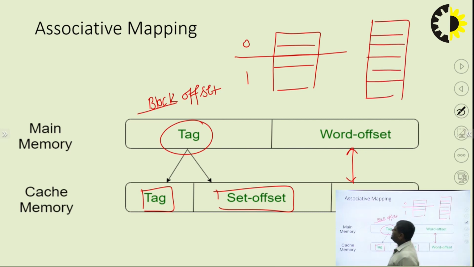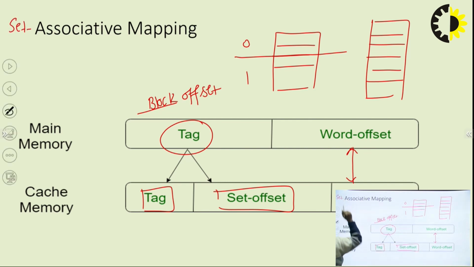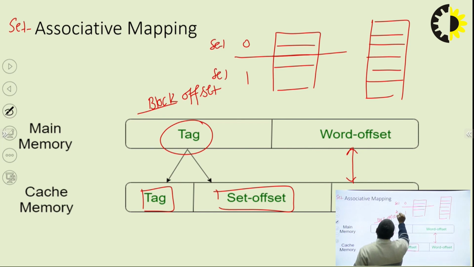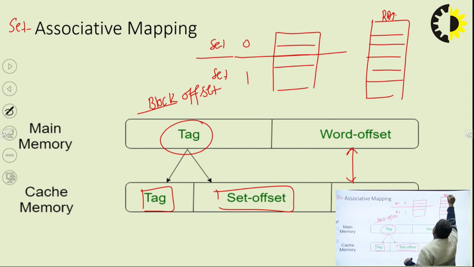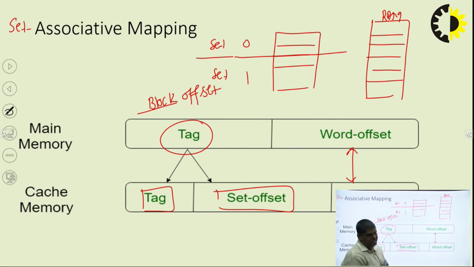In set associative mapping, we can say it is the combination of direct mapping and associative mapping, known as set associative mapping. The cache memory is divided into n sets. Here we divide the cache memory into two sets, set 0 and set 1, and all the blocks of the RAM are classified into two sets, set 0 and set 1.